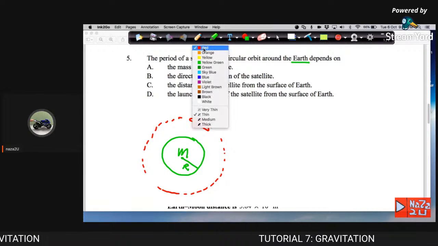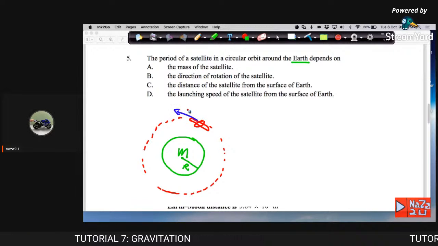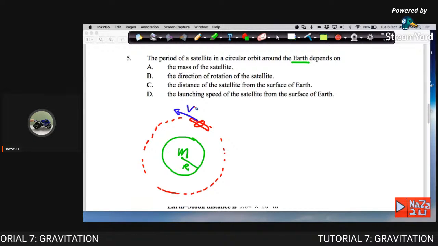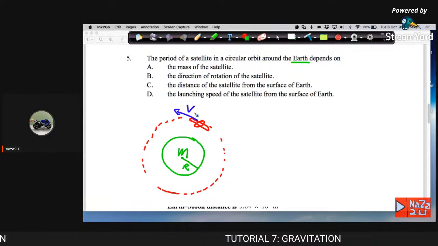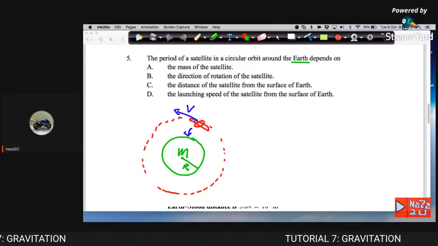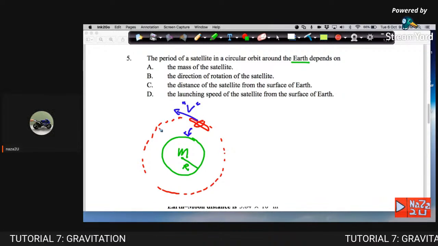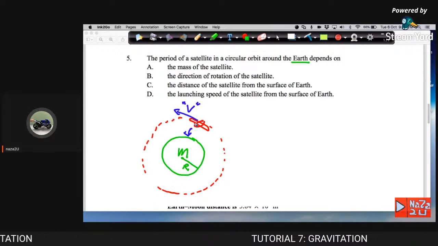So dia akan ada dia punya V. This is dipanggil sebagai V tangent or V orbital. Speed V, speed of the satellite. Okay, jasad ini kalau tak ada V, jasad ini dia akan jatuh ke bawah. So must continue with the speed V. This is the V orbital. V yang menyebabkan dia mengorbit bumi. Actually dia akan jatuh ke bawah.